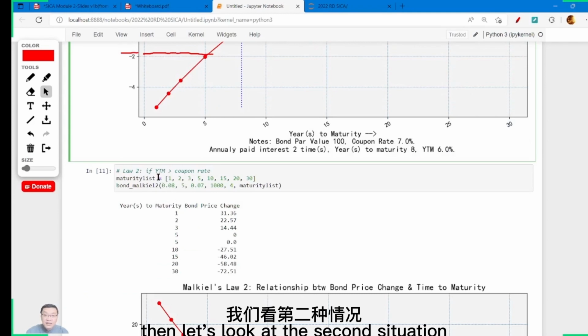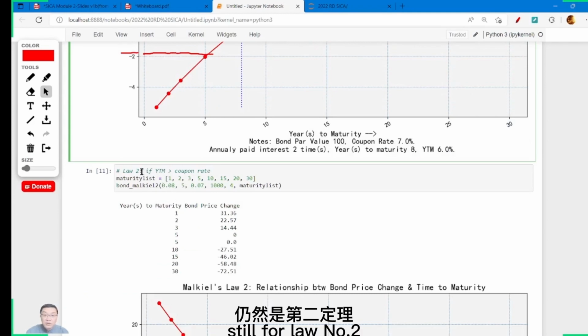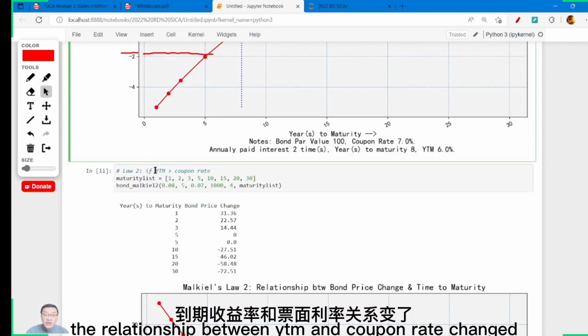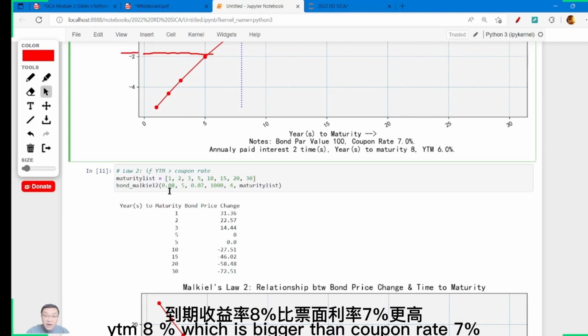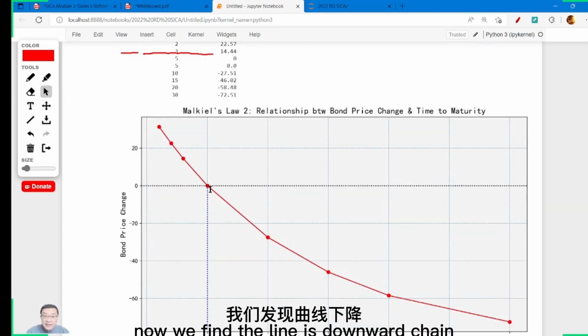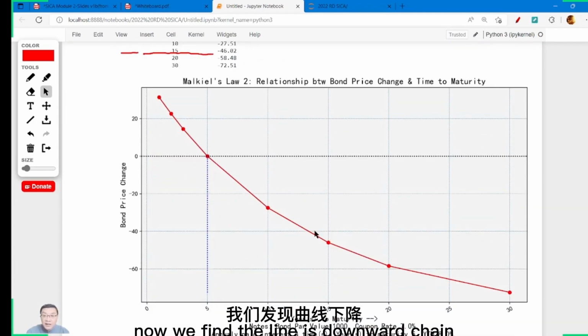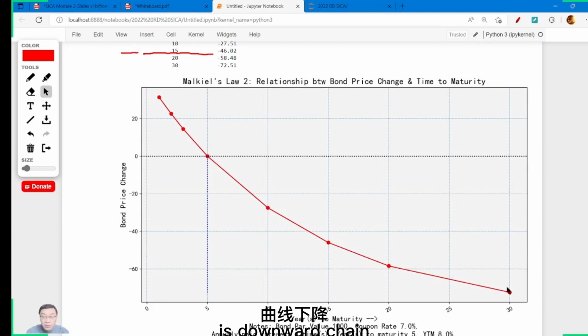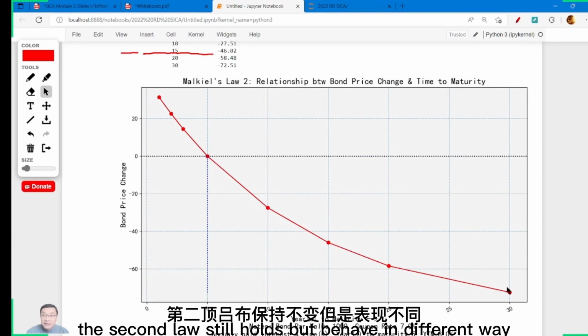Then let's look at the second situation. Still for law number 2, but the relationship between YTM and coupon rate changed. This time we have YTM 8%, which is bigger than coupon rate 7%. Now we find the line is a downward trend. The second law still holds, but behaves in a different way.